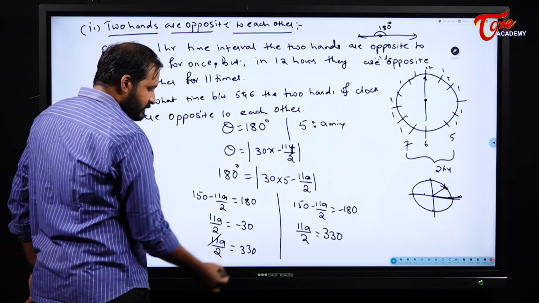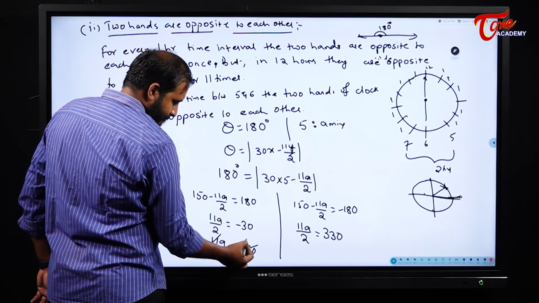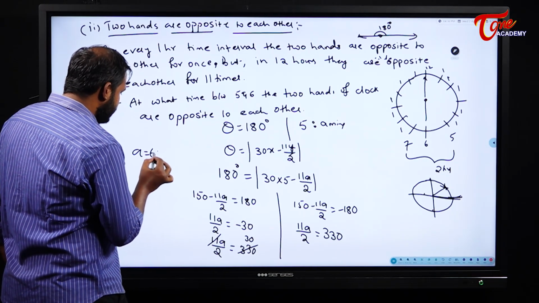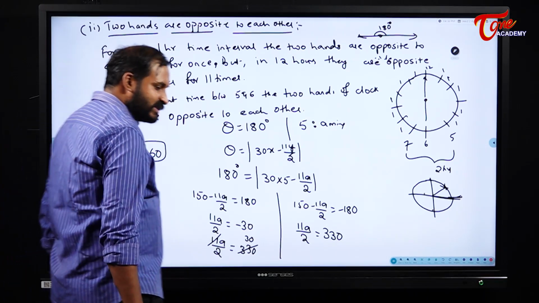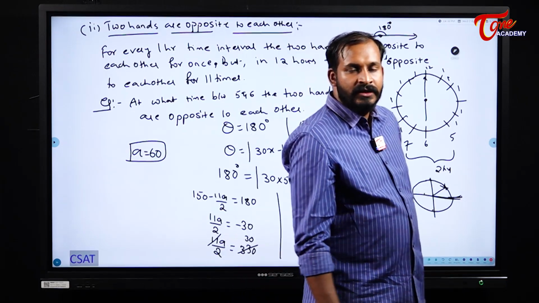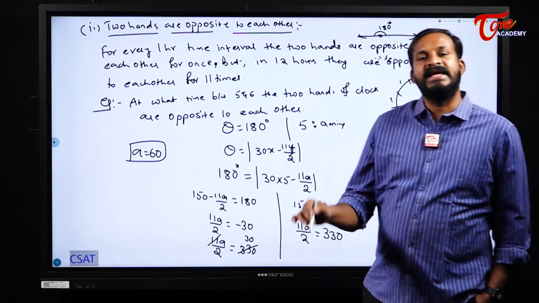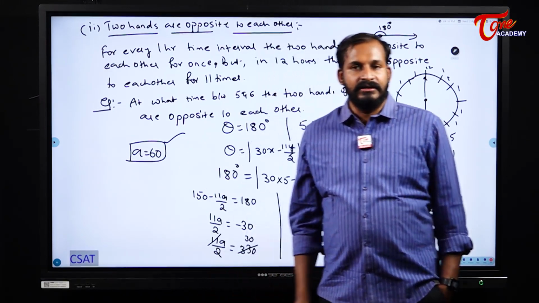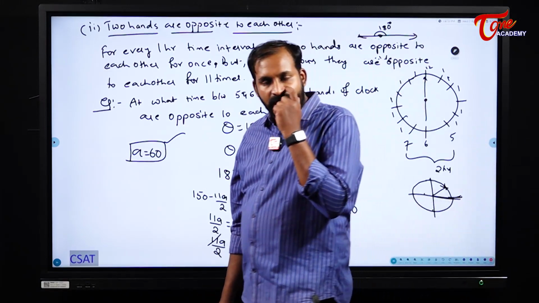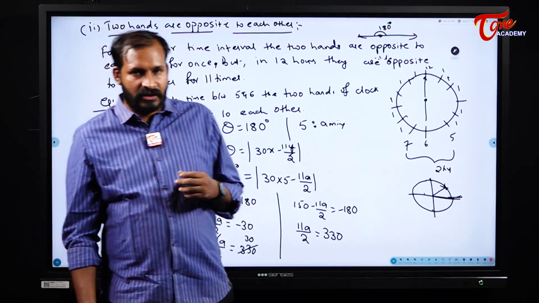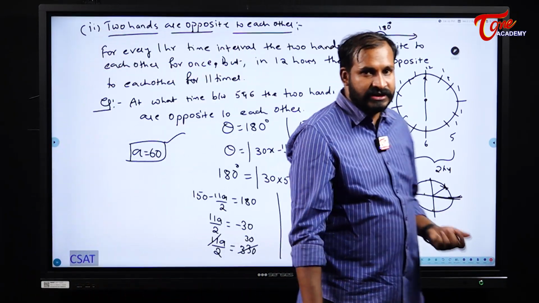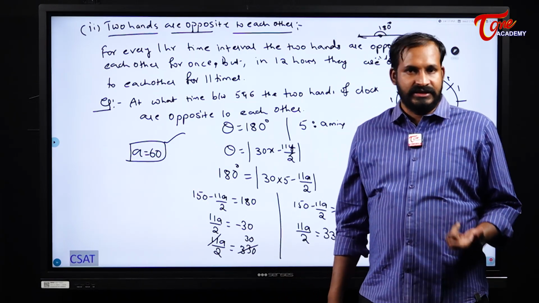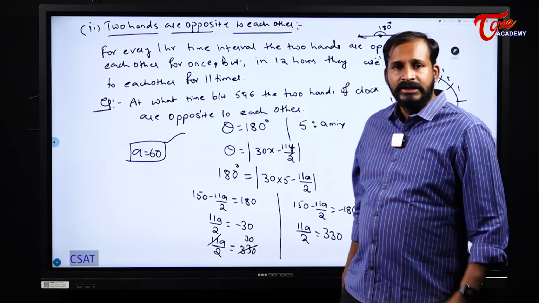So 11 ones are 11, 30s are 330. So the value of a will become 60. See, 5 o'clock 60 minutes means what is the time? 5 o'clock 60 minutes means exactly 6 o'clock. Exactly 6 o'clock. So it is verified, right? At what time between 5 and 6 do the two hands of the clock coincide with each other, meaning a straight line, opposite to each other? It is 6 o'clock. At 6 o'clock. Okay, simple.